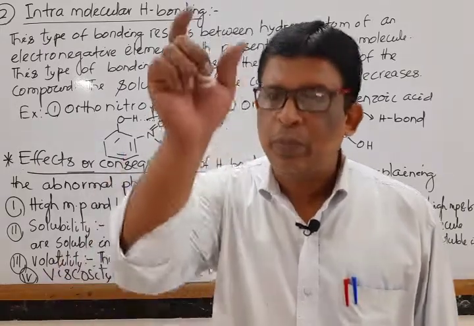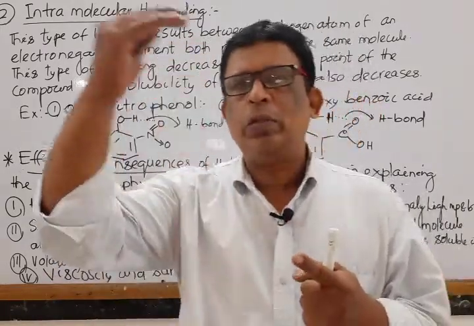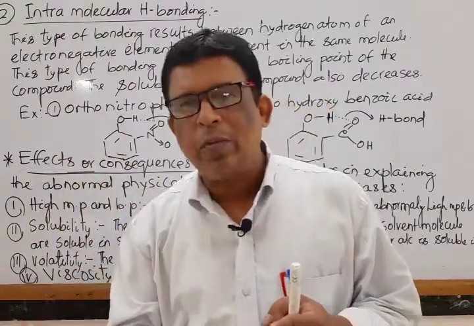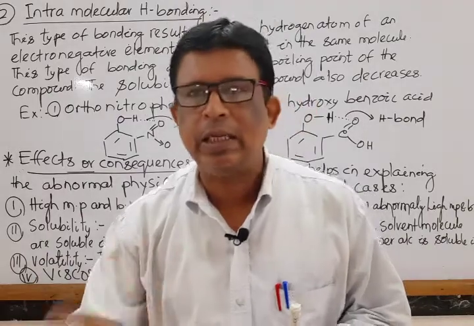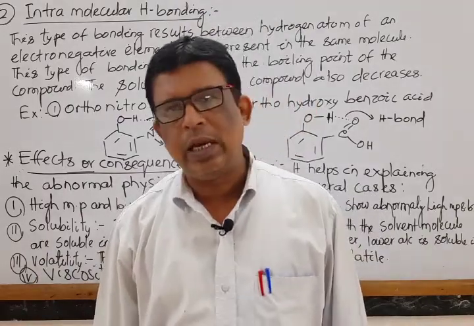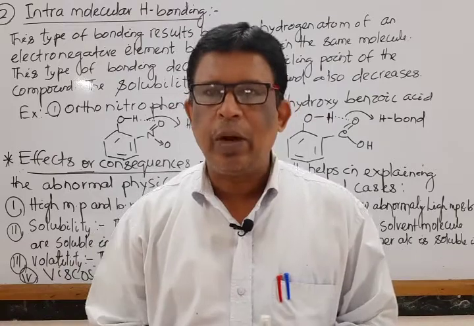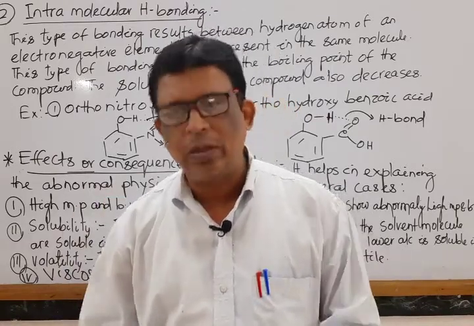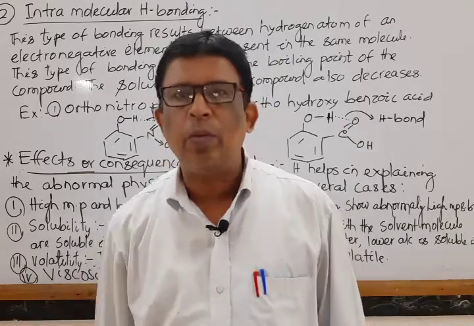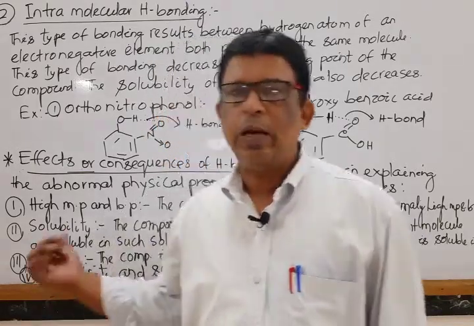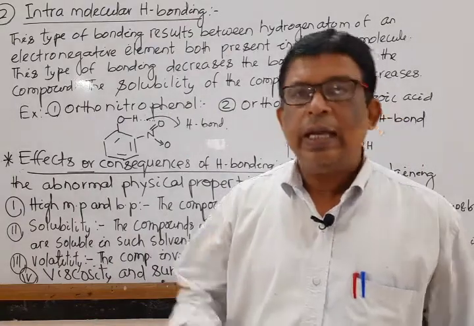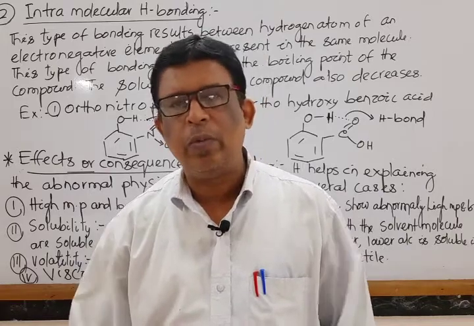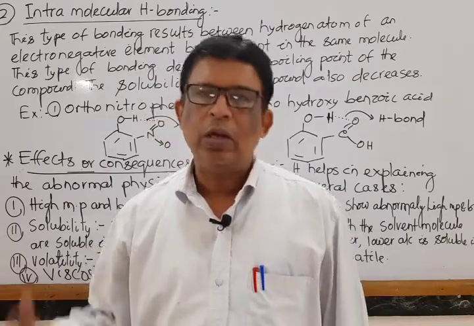Similarly, if we go through the group 15 elements, hydrogen combined with the first member nitrogen forms ammonia, and hydrogen combined with the second member, phosphorus, forms PH3. If we go through the boiling points of NH3 and PH3, NH3 possesses a higher boiling point in comparison to PH3. This type of abnormal behavior is explained by hydrogen bonding. In the case of HF, hydrofluoric acid, it also possesses a high melting point and a high boiling point due to hydrogen bonding.